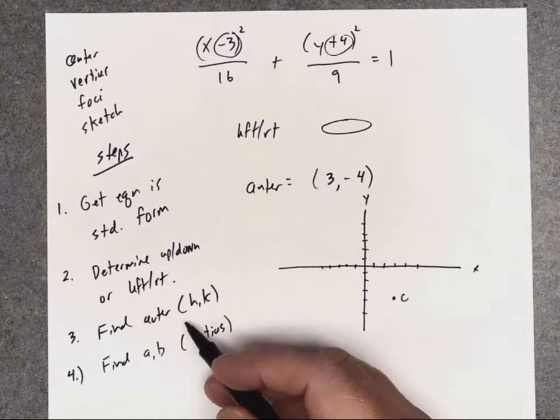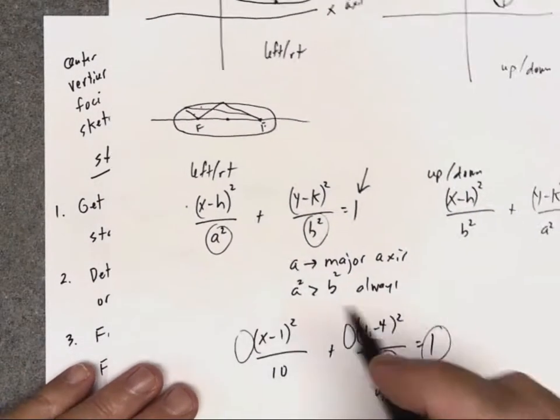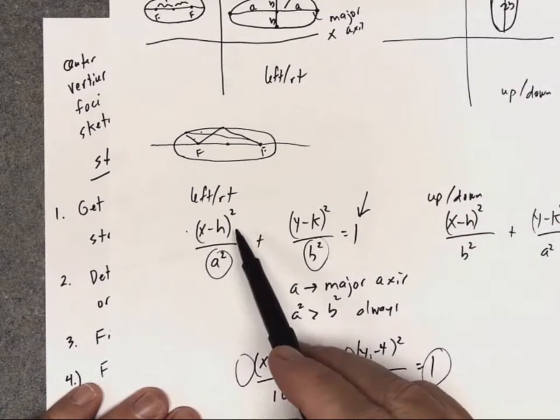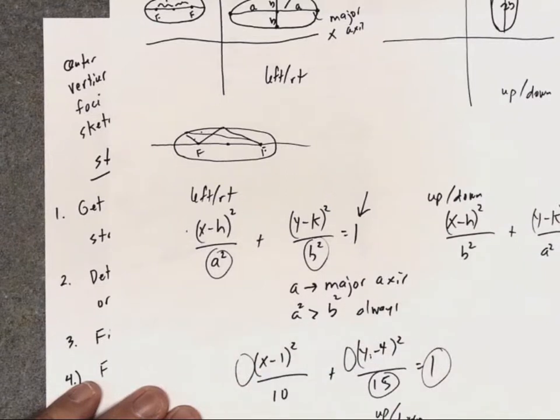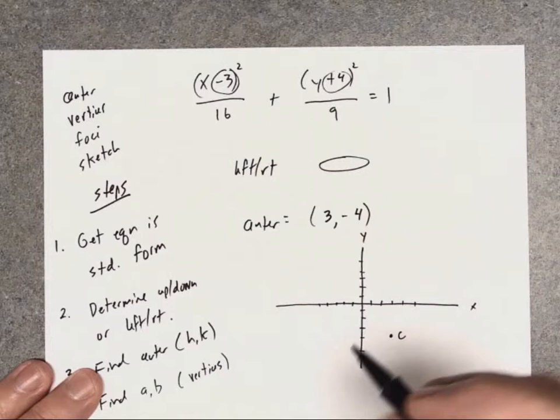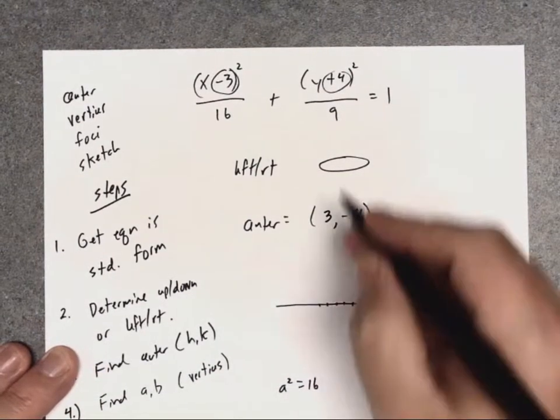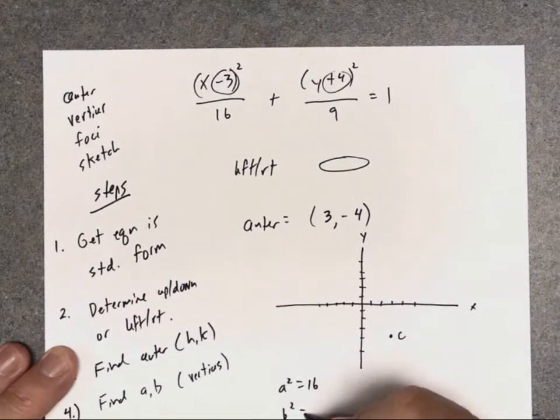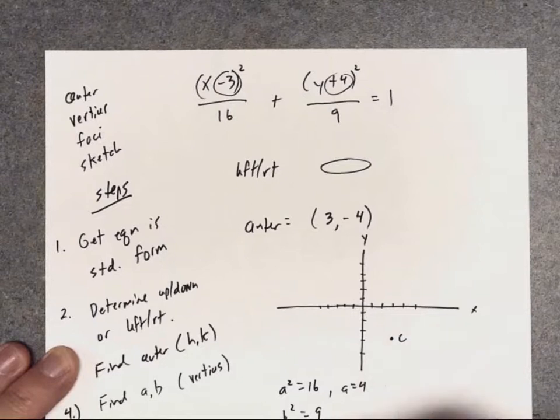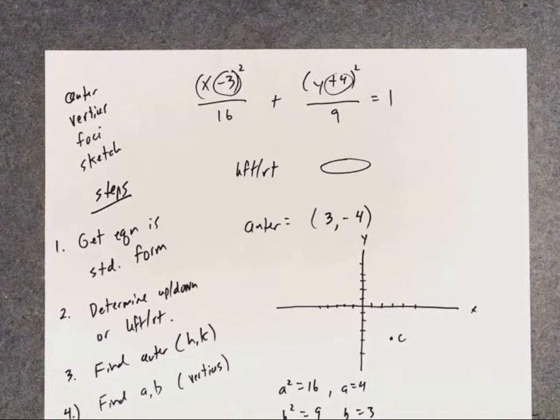A and B are pretty easy because if you look at the standard equation, in this case left-right, A squared is the denominator of my x term. So it looks like here, a squared is 16, b squared is 9, which means A must be 4 and B must be 3.